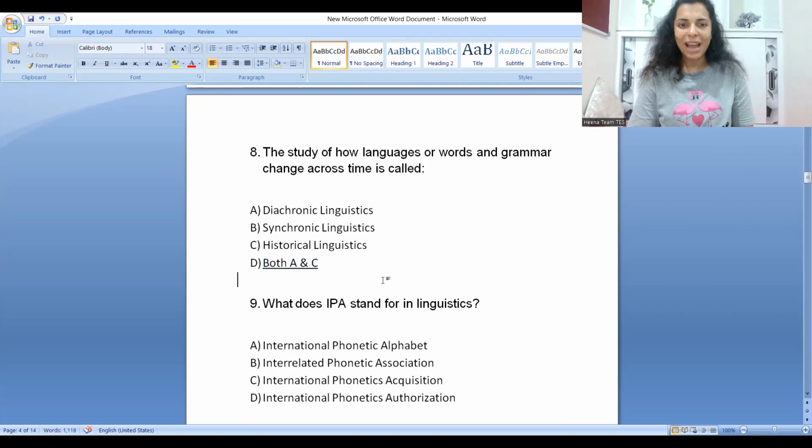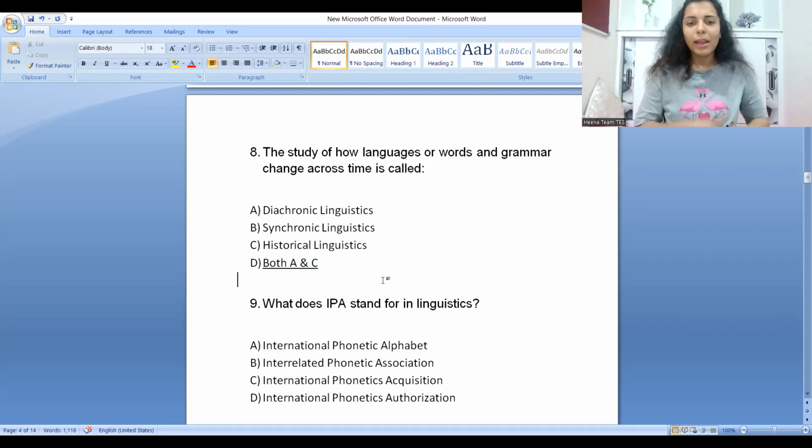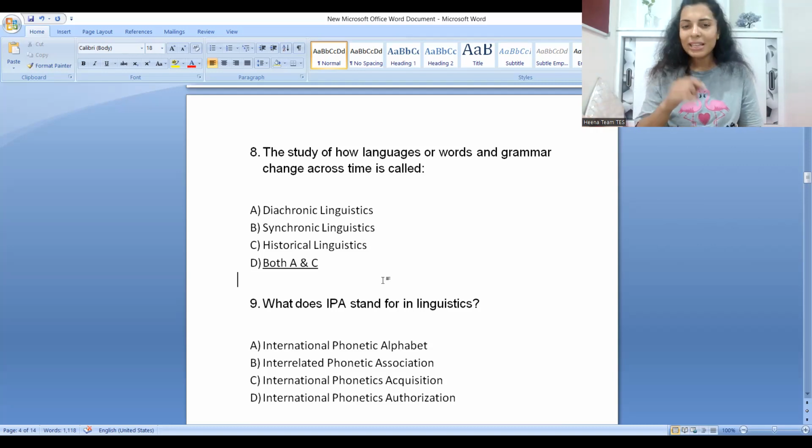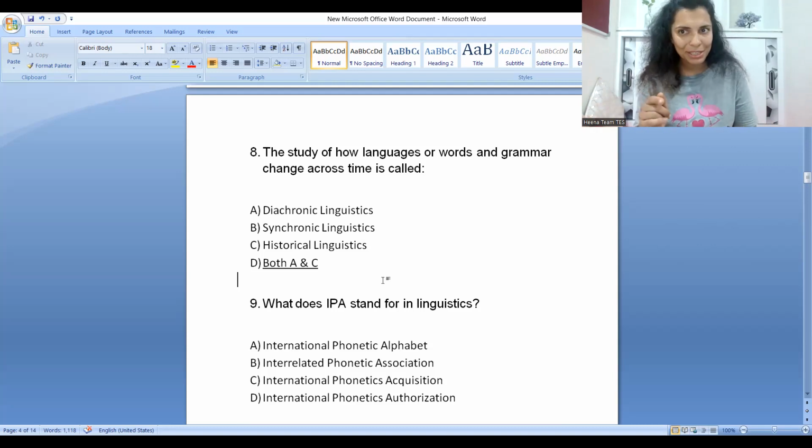Okay. Now, ninth, what does IPA stand for in linguistics? A, International Phonetic Alphabet. B, Interrelated Phonetic Association. C, International Phonetics Acquisition. Or D, International Phonetics Authorization. इसे कंफ्यूज कर देते हैं ना, आईपीए आईपीए क्या है आईपीए?